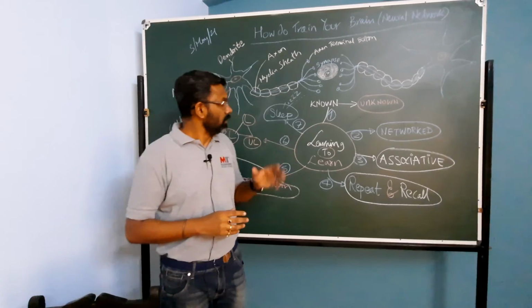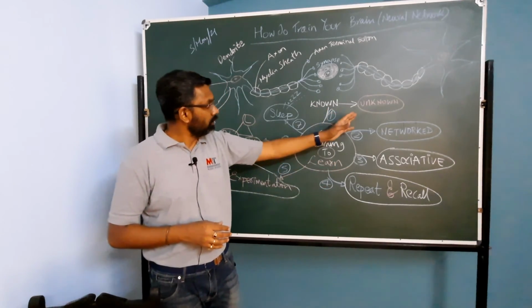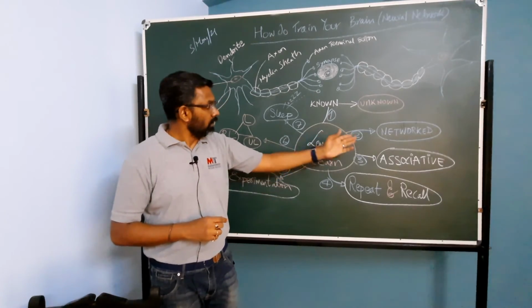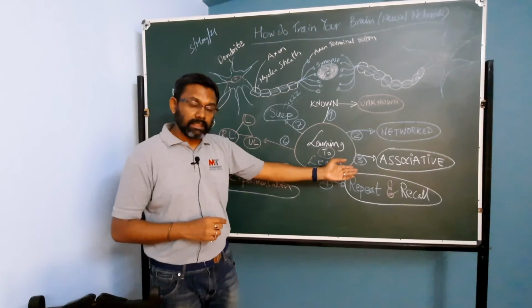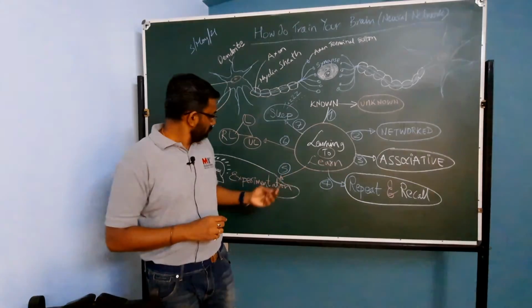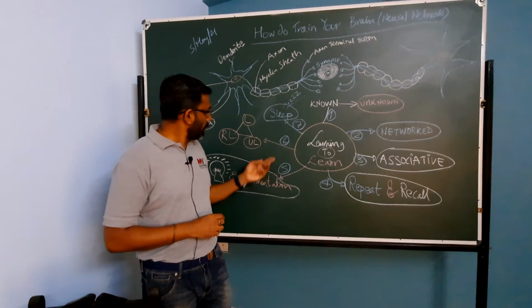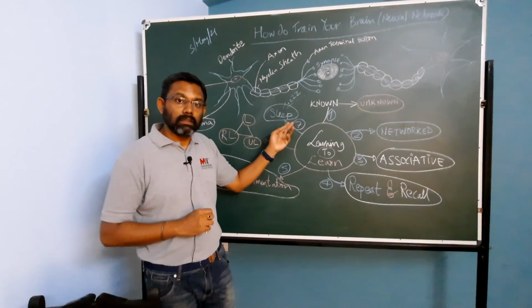So, 7 important ways to learn. Moving from the known to unknown, using the network effect, using the association technique, repeat and recall, experimentation, learning, unlearning, relearning, and sleeping well.